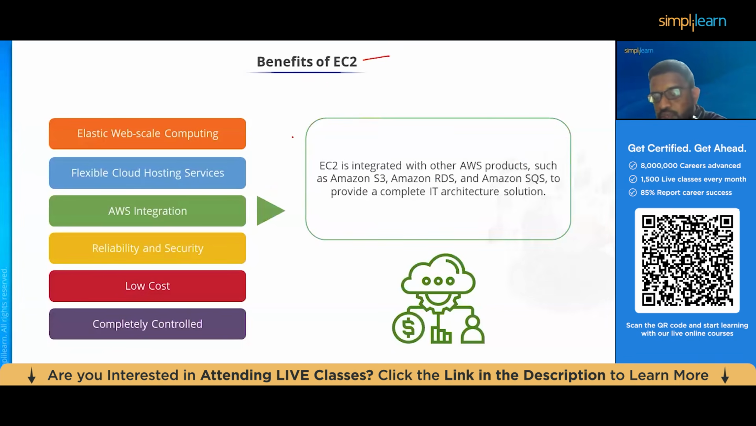This EC2 is integrated with many other AWS services. For example, here we have S3, which is a storage service. Then we have RDS, which is a database service. Then we have SQS, which is a message queuing service. Here we listed only three, but EC2 is integrated with many more AWS services.